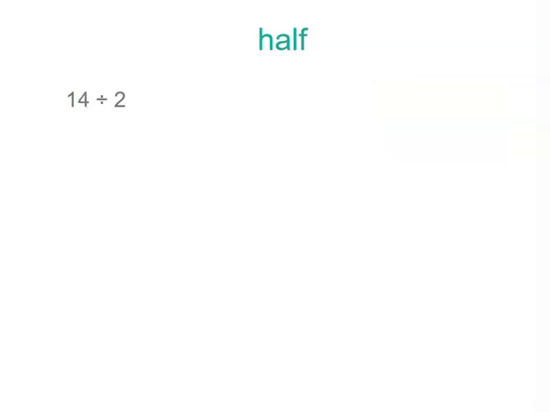What about this one? 14 divided by 2. Well, it's half of 14, but it could also be half of something else. You could actually halve a bigger number, 20, and then take away the half of 6. 20 take away 6 is 14. Half of 20 is 10, and half of 6 is 3. 10 take 3 equals 7. So there's lots of different ways you can do this.